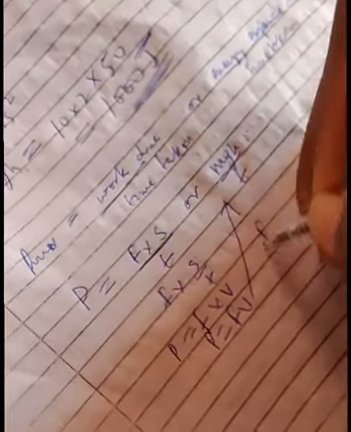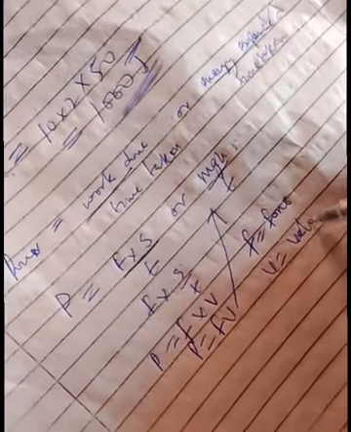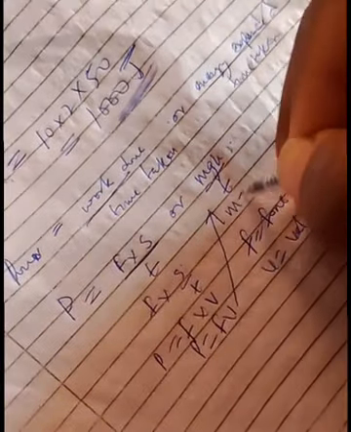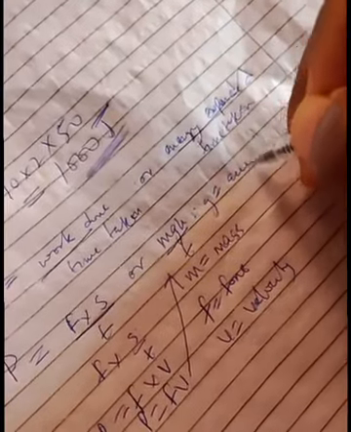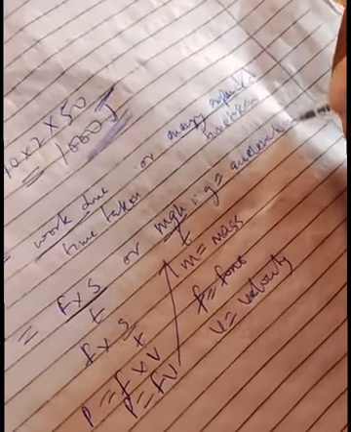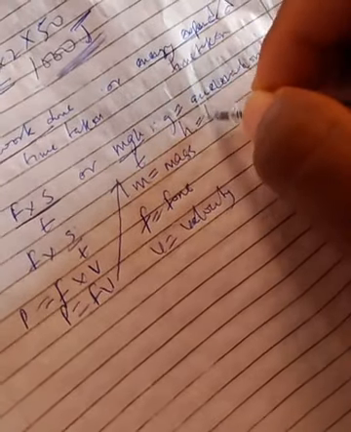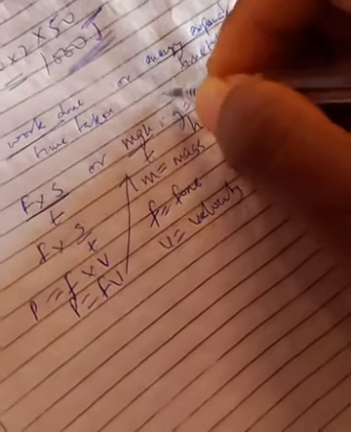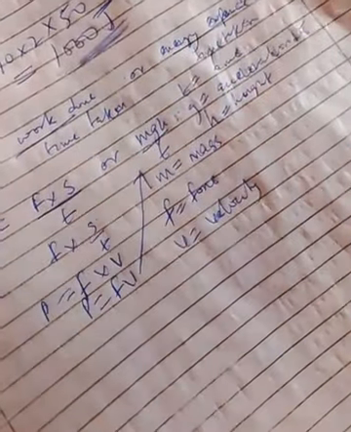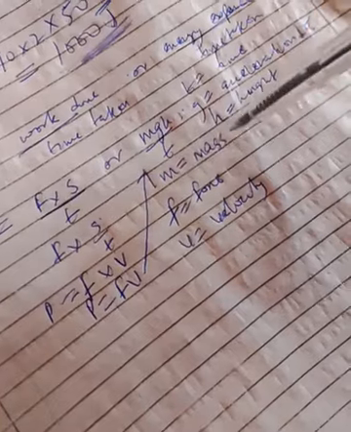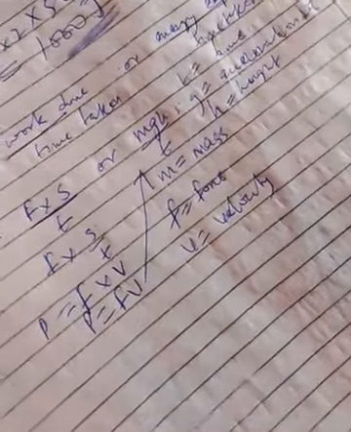So you just write here F equal to force, V equal to velocity, M equal to mass, G equal to acceleration due to gravity, H equal to height, and T equal to time. So we have T is time, G acceleration due to gravity, H which is height, M which is mass, F which is force, and V which is velocity.